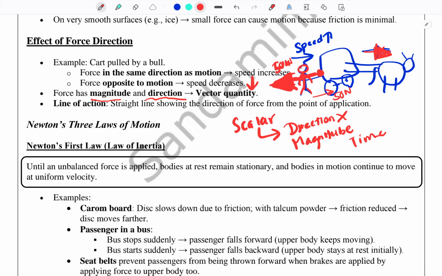Usually the line of action starts from the point of application. Think there is a rope and this man is pulling, so the point of application is here where it is starting, and the direction of force is here, no? So if you join these 2 points, if you are showing from the point of application and you are showing the direction, this line is what?